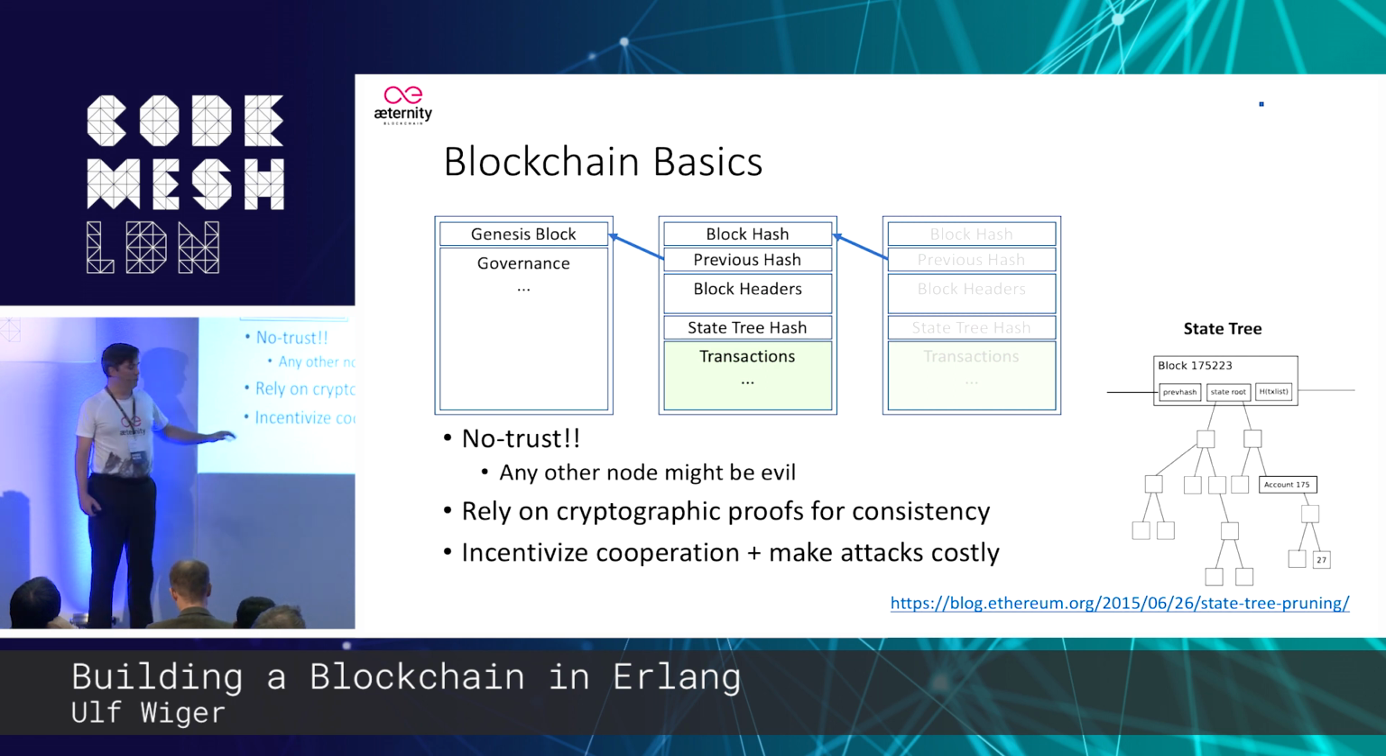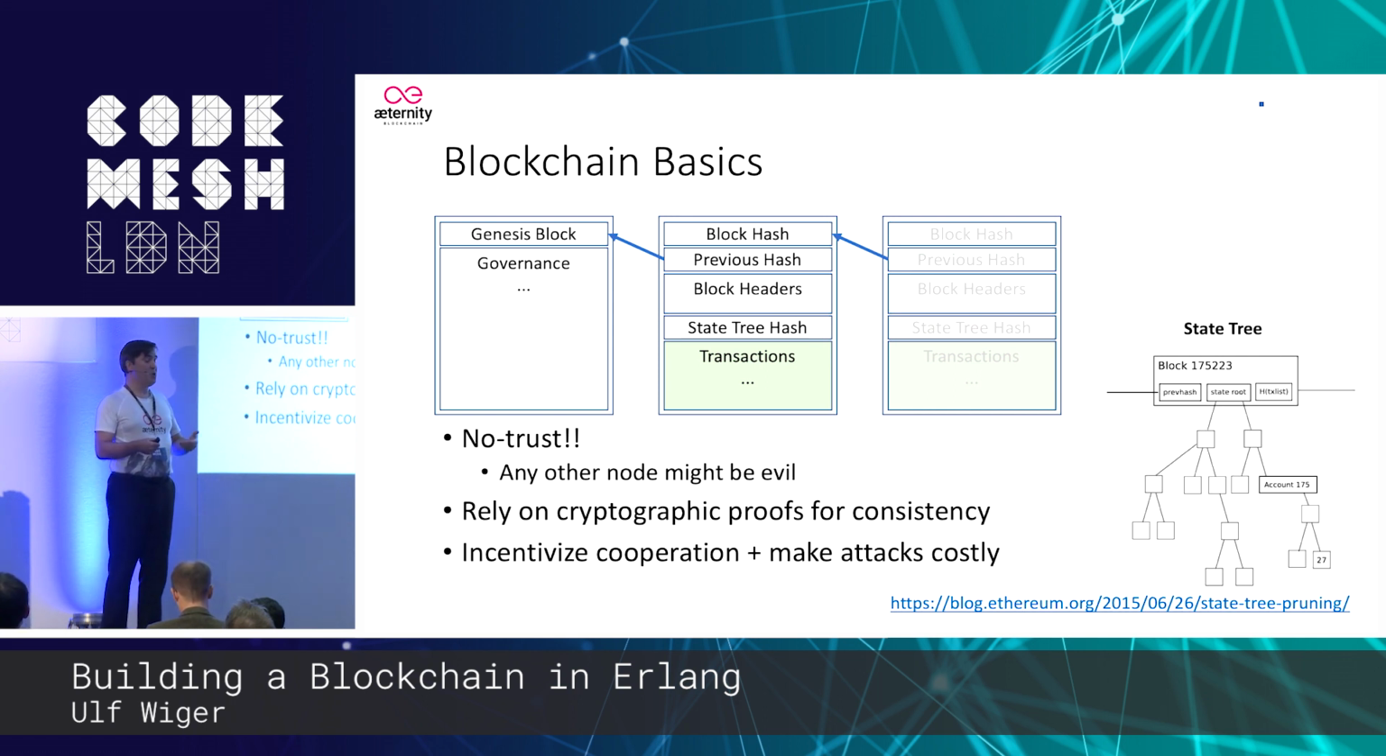The other thing is you want to work with incentives. You want to make it profitable to cooperate, make it profitable to do the right thing, and expensive to do the wrong thing. So there are attacks, for example, that there are known ways where you can break any blockchain. You just have to make it so expensive to do it that no one would want to try.